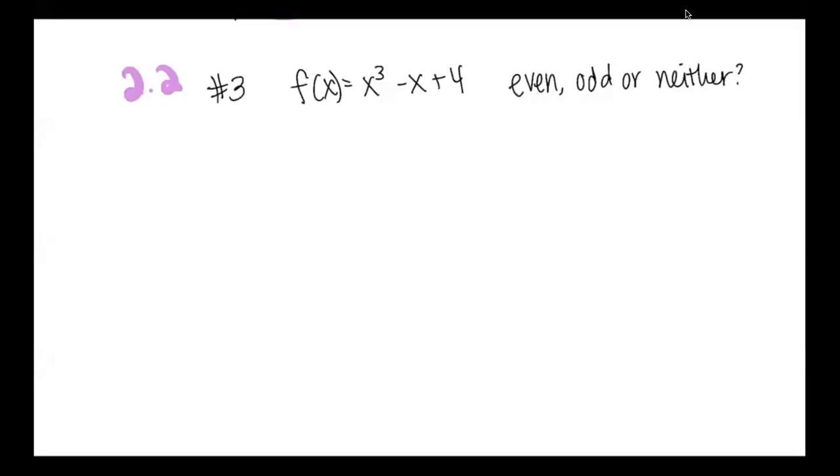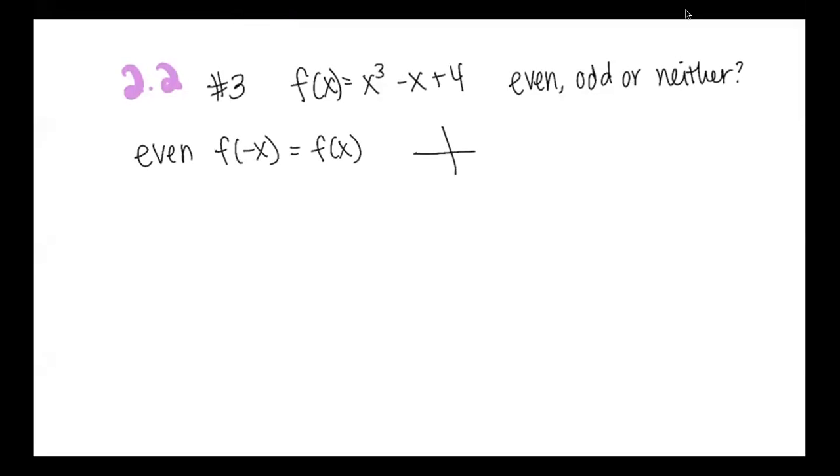So let me just remind you of the definitions, just so we have it. So the idea is that we plug in negative x. If it's even and we plug in negative x, we do all this simplifying and then we end up with the exact same function. The idea basically is here's x, here's negative x, it's the same on both sides. That's the visual version of that.